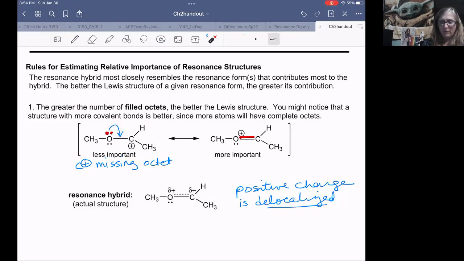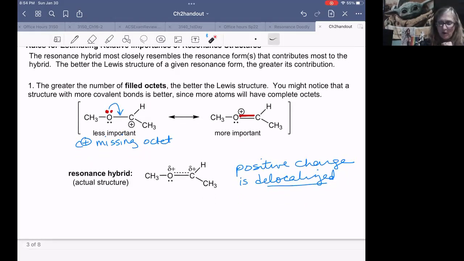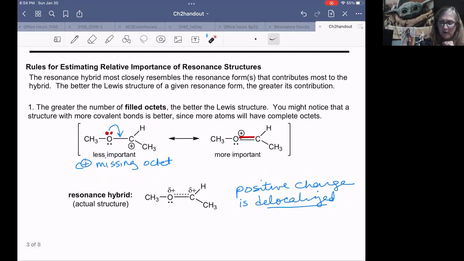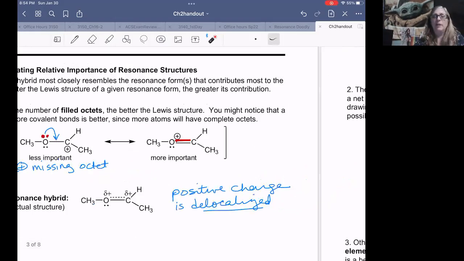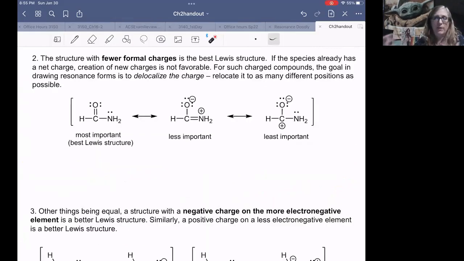All right, so goal number one, always, always, always try and fill as many octets as possible. All right, what else can we do? Sometimes we're going to have formal charges in our Lewis structures. If we have a resonance structure with no formal charges or maybe fewer formal charges, that's going to be the better contributor.